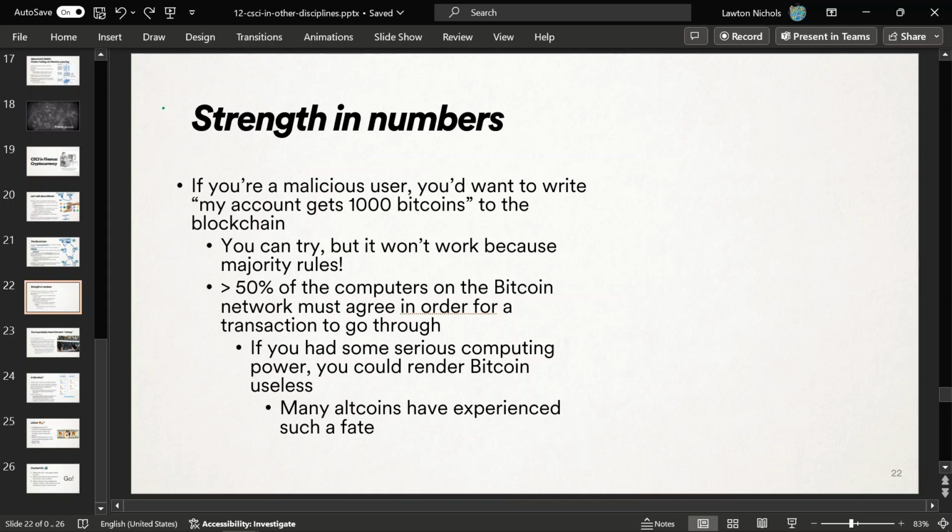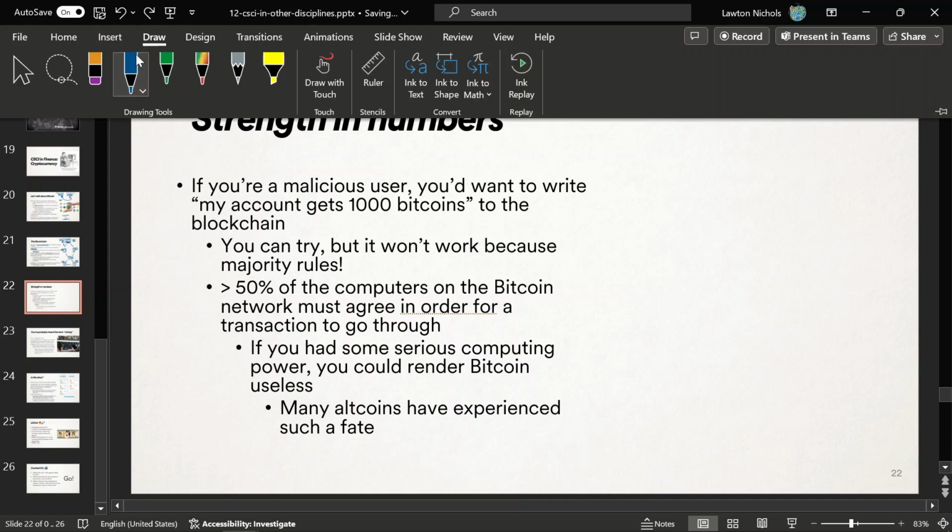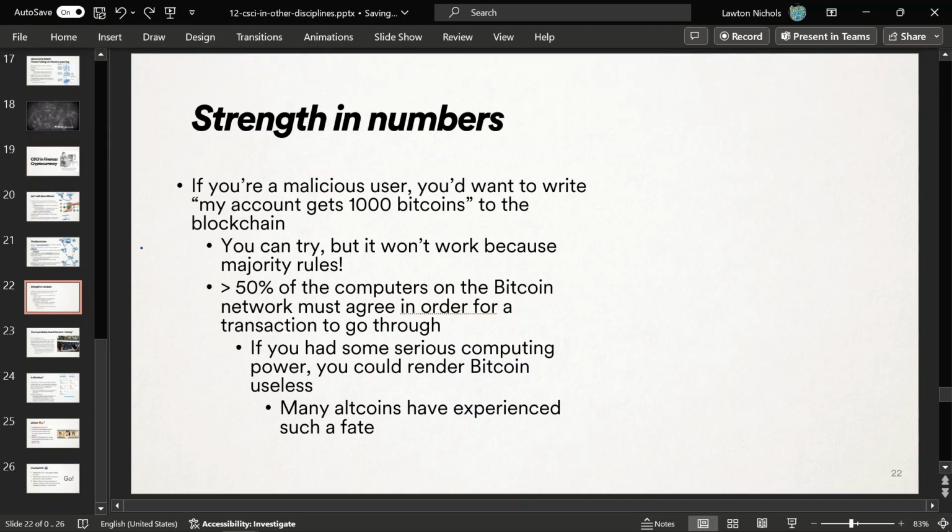And so you might think that if you're a bad guy, what you would want to do is write to the blockchain saying something wrong, like my account gets 1,000 Bitcoins from a bunch of other accounts that have nothing to do with this. So you can try to do that, but the majority of the computers are going to be like, you're lying.